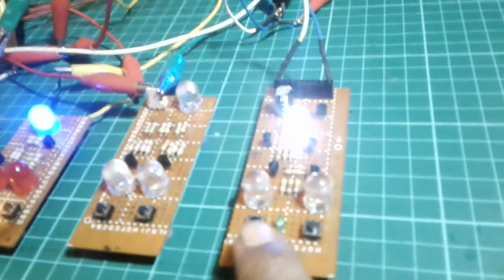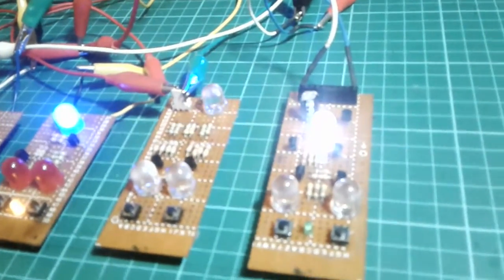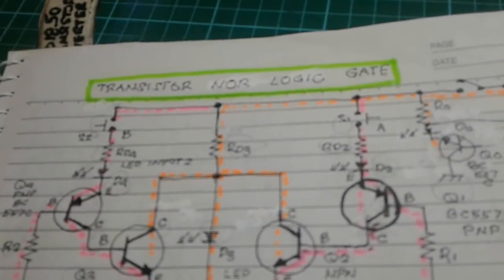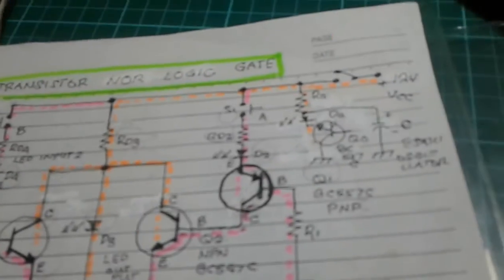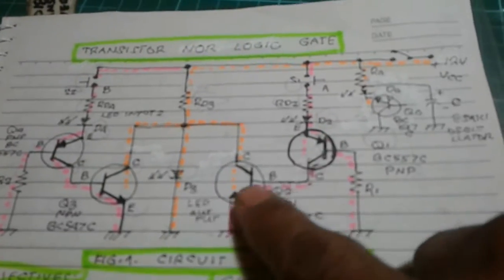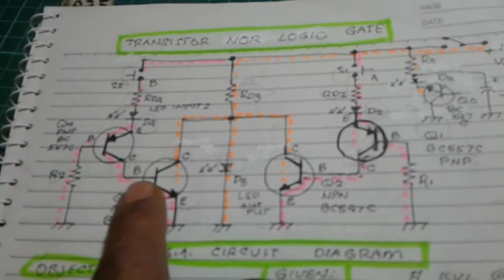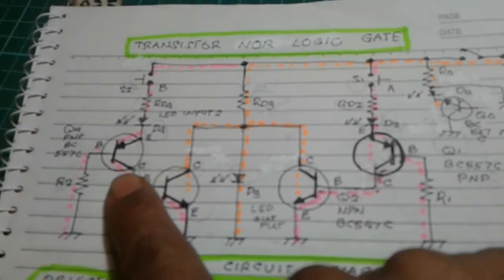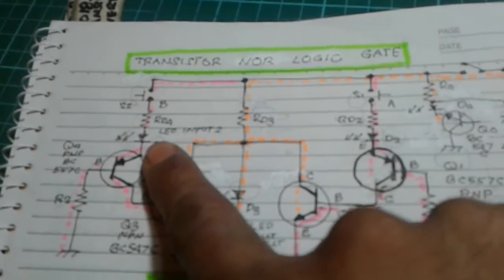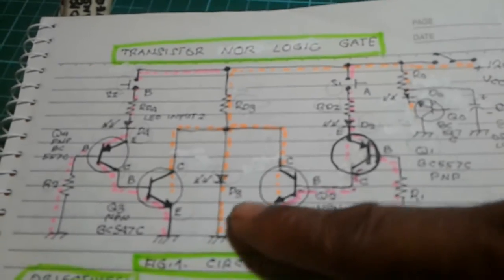This is our latest circuit, and we have the circuit diagram here. Transistor, NOR gate, and we have two transistors connected in this way. The output is taken in the center.